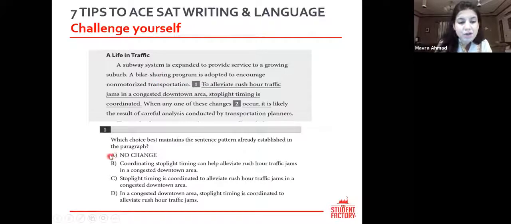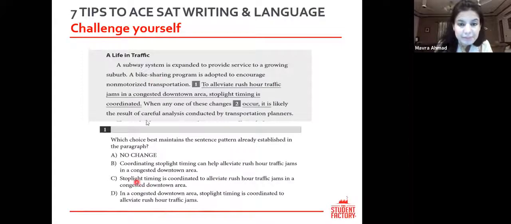So choice A automatically is not the right answer, because हमें इसको in any case change करना है. It's not consistent with the first 2 sentences. B. Coordinating stoplight timing can help alleviate rush hour traffic jams in a congested downtown area. Coordinating stoplight timing. अब अगर हम पहले 2 sentences पढ़ें उसमें direct start from the verb किसी भी sentence में नहीं हुआ है. So we cannot say that this is a sensible choice. Let's look at option C. Stoplight timing is coordinated to alleviate rush hour traffic jams in a congested downtown area.